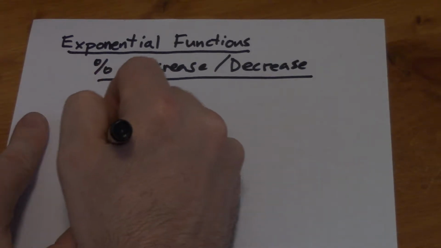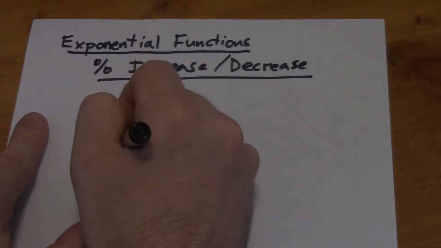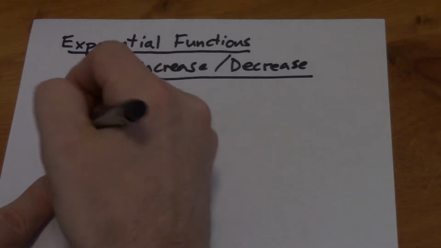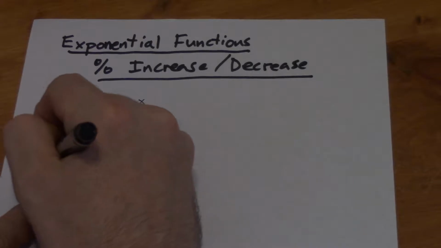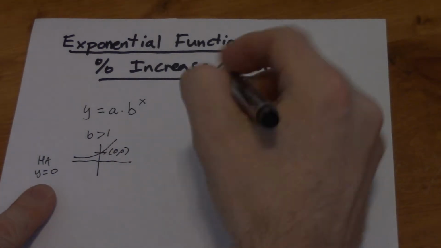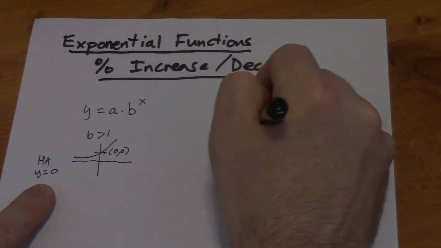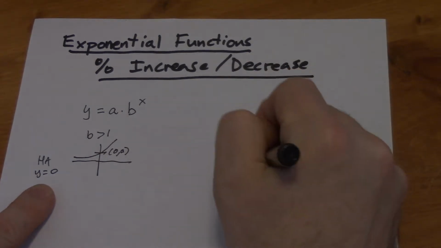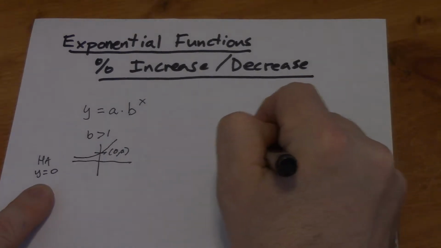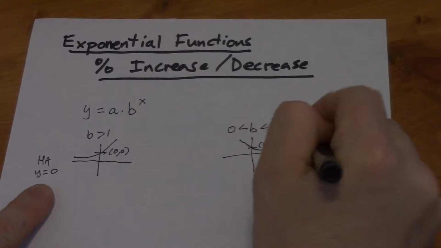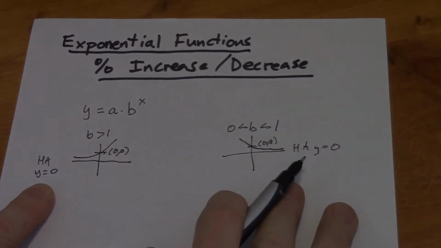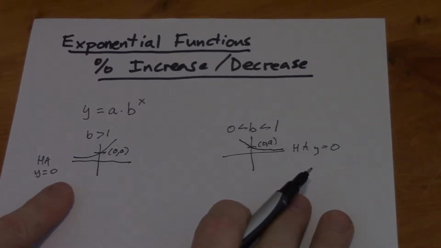our graph would look like this. It goes through the point (0, a), and the horizontal asymptote is y equals 0. And if b was between 0 and 1, it still goes through (0, a), but it kind of goes backwards. And the horizontal asymptote on the other side is y equals 0. So these were our two examples of exponential growth and decay.